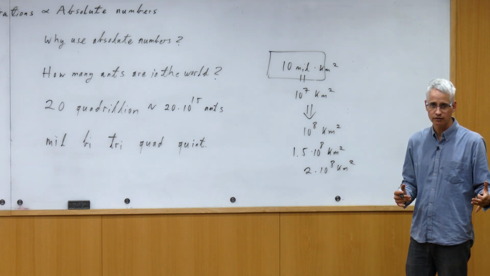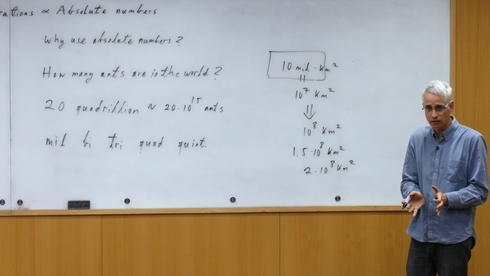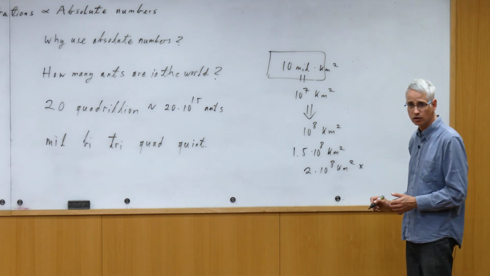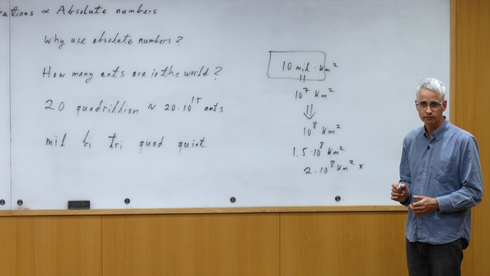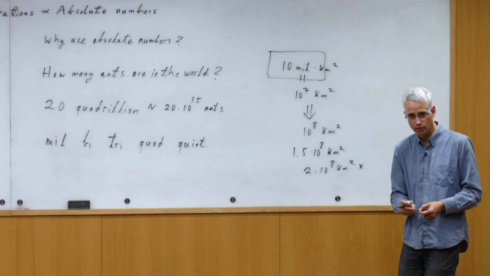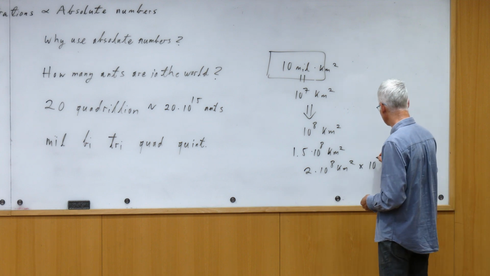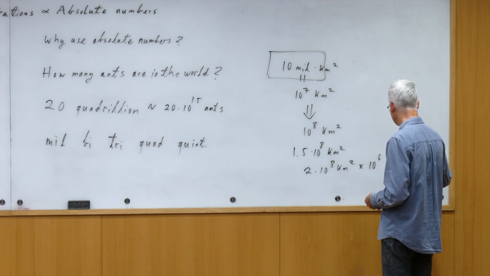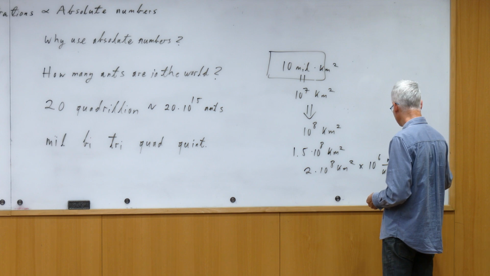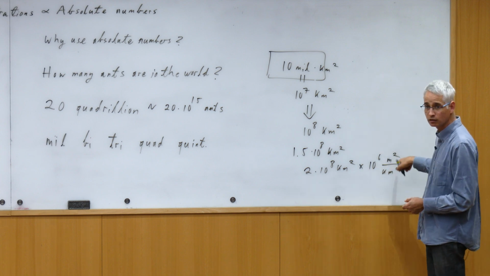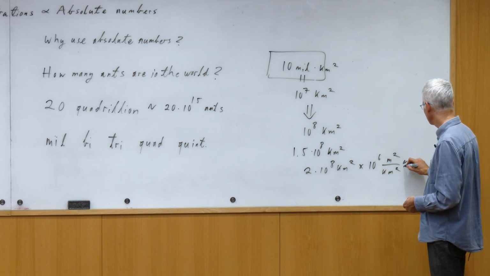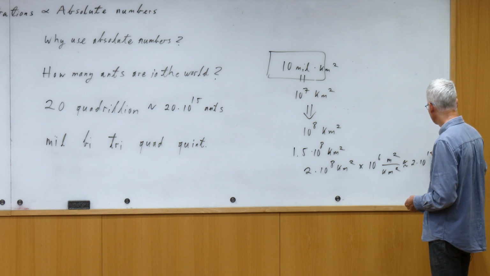I don't have a good intuition for kilometers squared. What do I prefer? Meters squared, right? So I need to multiply it by 1,000 in this direction, 1,000 in this direction, because it's kilometers squared. So I need to multiply by 10 to the 6 meters squared per kilometer squared. Again, I'm multiplying by 1, and therefore I'm getting 2 times 10 to the 14 meters squared.